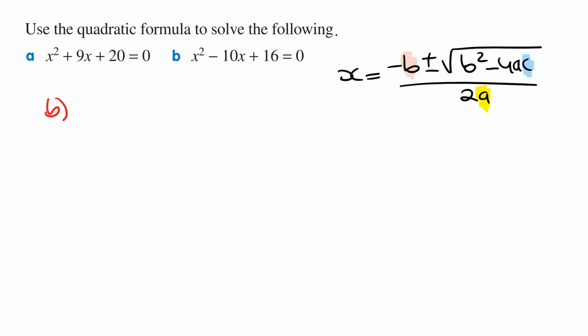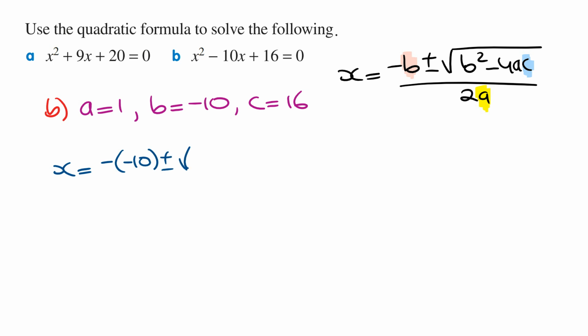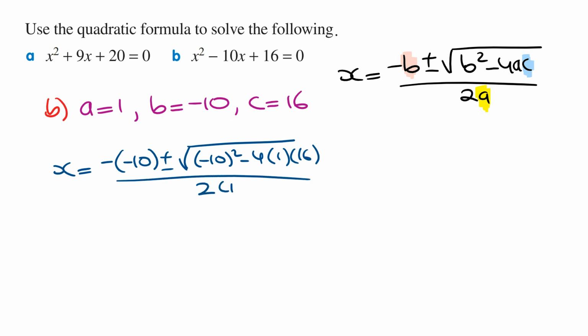Part B. We've got x squared minus 10x plus 16 is equal to 0. And so this means the value of a is equal to 1, the value of b is equal to minus 10, and the value of c is equal to 16. And now subbing in these values into the formula, we can solve for x. And so x is going to equal minus b, so this will be minus 10, and then plus or minus the square root of b squared, which will be minus 10 squared minus 4 times a, which is 1, times c, which is 16, and then divide by 2 times a, which is 1.